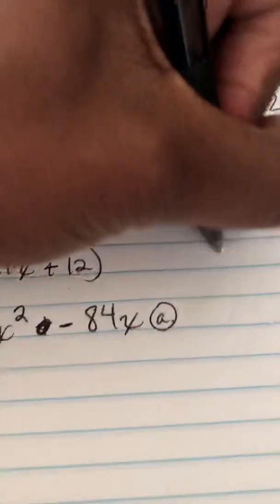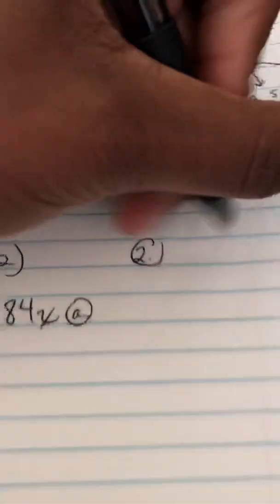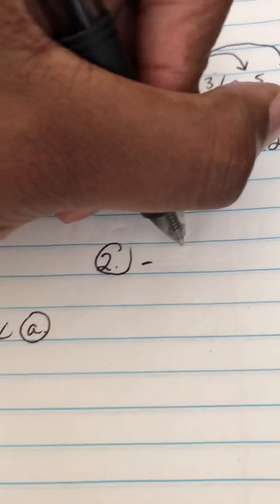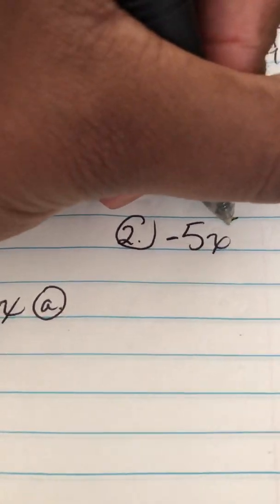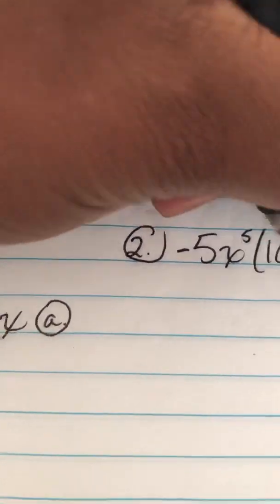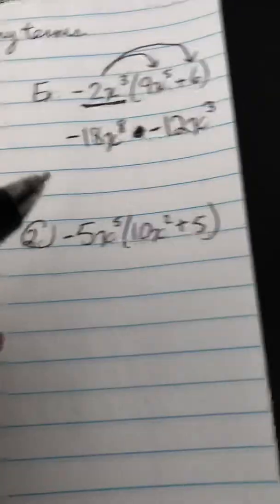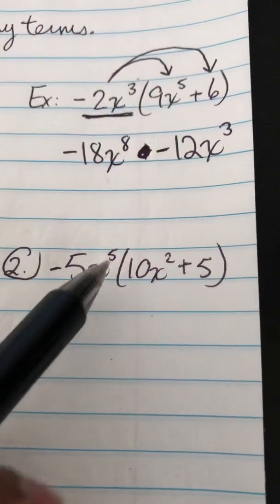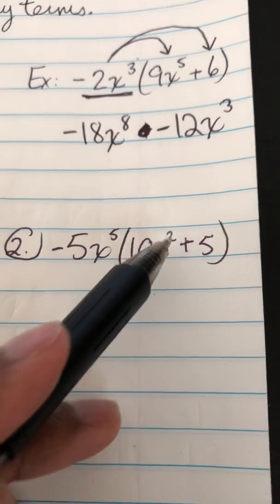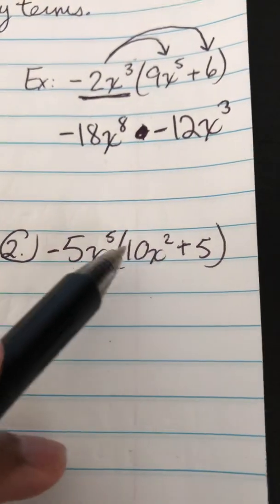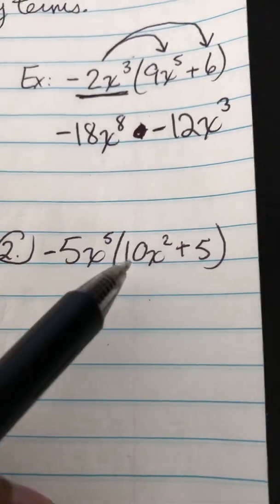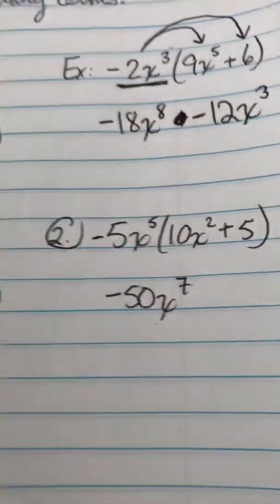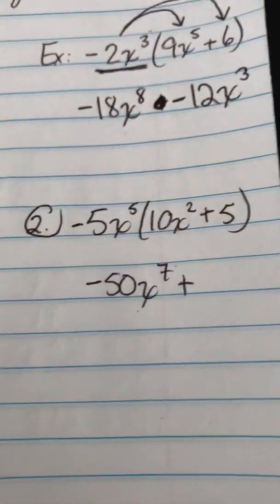Okay? All right, number 2. We have negative, I've got to pay close attention to this. There's a lot of numbers, but that's okay. Negative 5x to the 5th times negative 10x to the 2nd plus 5. So negative 5x to the 5th times negative 10x to the 2nd. We're going to add our variables together, so that's going to be x to the 7th, and negative 5 times 10 is negative 50. So we have negative 50x to the 7th.